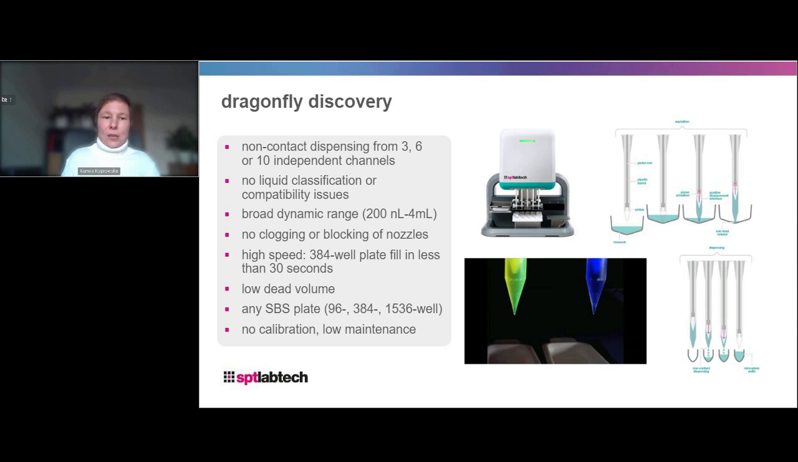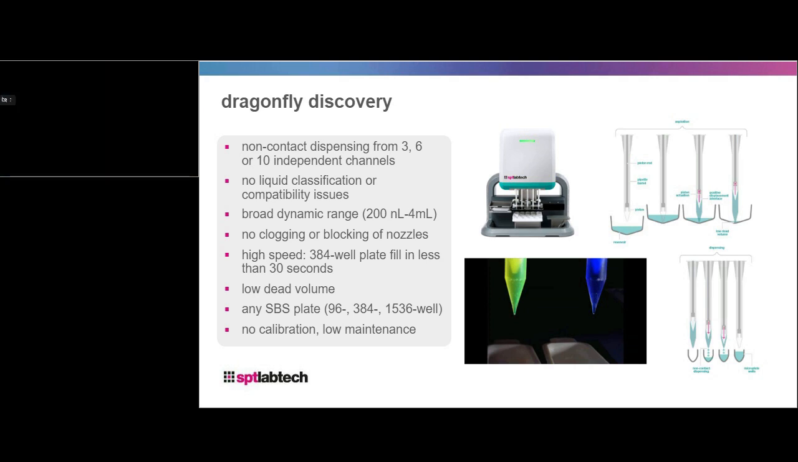The dispense volume is anything between 200 nanoliters and 4 milliliters. There are no situations of clogging or blocking of the nozzles, and it's an extremely quick instrument that can deliver liquid to a fluidifiable plate in less than 30 seconds. It uses specific reservoirs with loaded volumes. It works with the different SBS plate formats, 96, 384, 1536, and there is no calibration or maintenance. Irrespective of the volume dispensed, it's extremely quick.